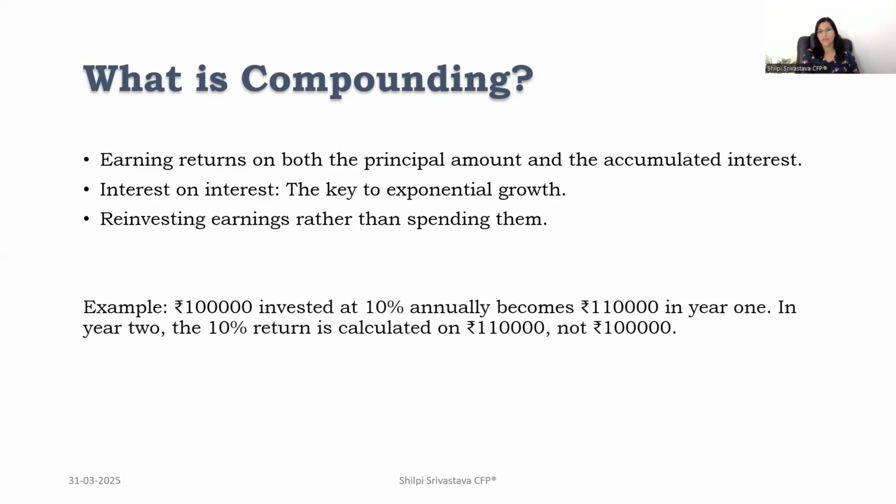So this is the example which I have just quoted. You are investing 1 lakh rupees at 10%, which becomes 1,10,000. And in year 2, the 10% return will be calculated on 1,10,000, not on 1 lakh. That is compounding.